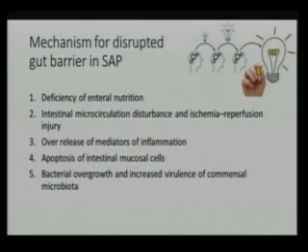So let's talk about what the mechanism is for disruption of the gut barrier in patients with severe acute pancreatitis. Well, to start with, there's enteral nutrition depletion, right? And there is a problem with the intestinal microcirculation, okay, that leads to ischemia and reperfusion injury. And this, of course, leads to release of inflammatory cytokines and mediators. There will be apoptosis of the intestinal mucosal cells. And then this all leads to bacterial overgrowth, an increase in virulence of commensal microbiota.